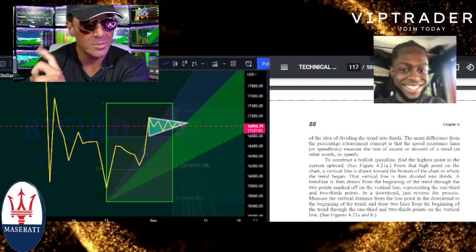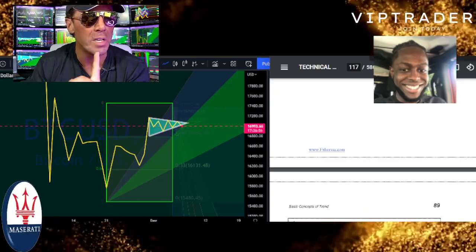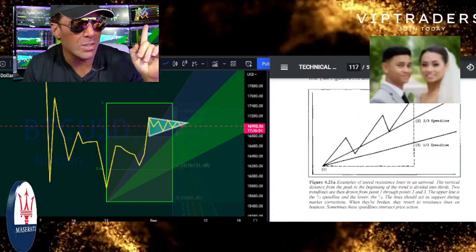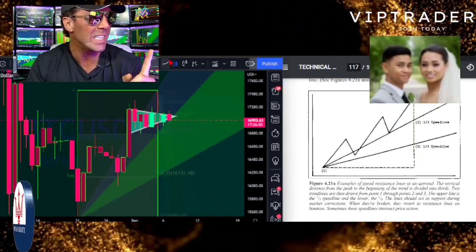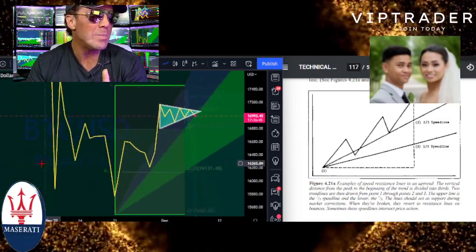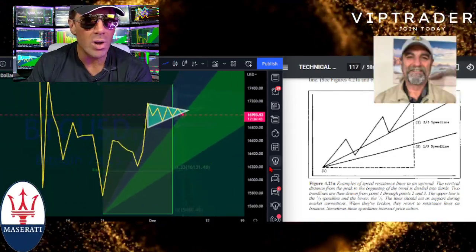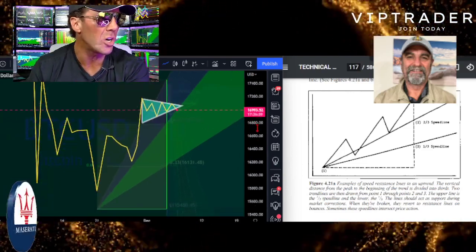To construct, pay attention, open up your charts. Let's go through this. I want you to be fluent in the ways of constructing a speed line. I'm going to show you the relevance immediately to the pattern in play, the bull pennant, and demonstrate exactly that we are on a speed line. In terms of the daily chart, please go to the daily chart.